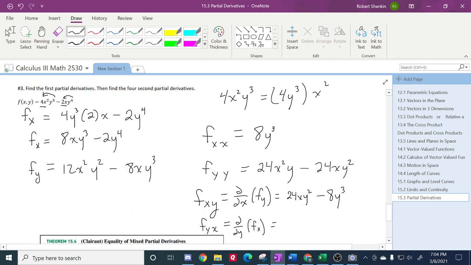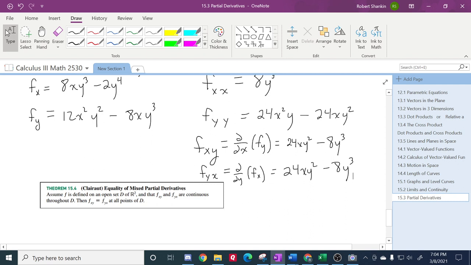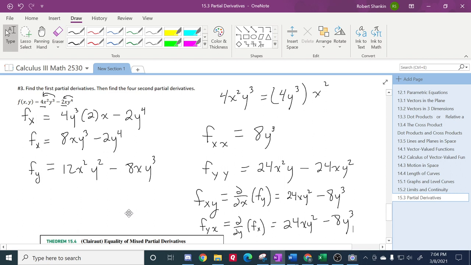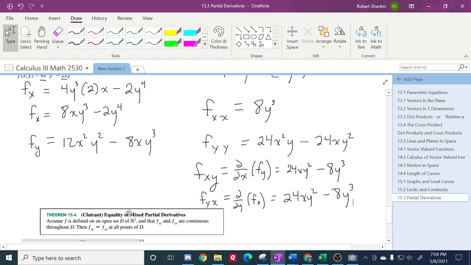And if I've done the f x first, now the partial with respect to y, this times this is going to be 24xy squared. Oh, it's matching up. And then the partial with respect to y of this is minus 8y cubed. Kind of like magic. It'll always turn out to be the same. The mixed partials are always going to be equal to one another.